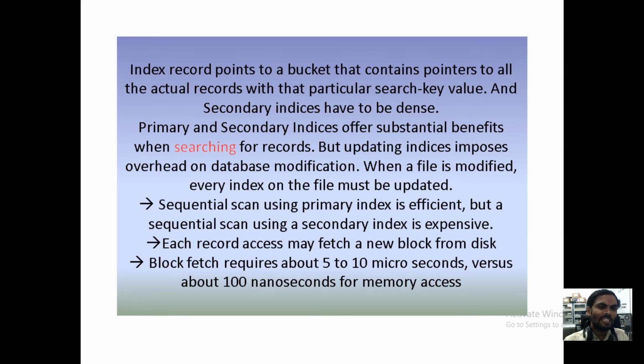The primary and the secondary indexes offer substantial benefit for searching the records. The primary is sequential, while secondary indices are not sequential. With the help of those indices, we search the records. Updating the indices imposes overhead on database modification. If you want to update with the help of indices, it is very difficult. For searching it is very easy.